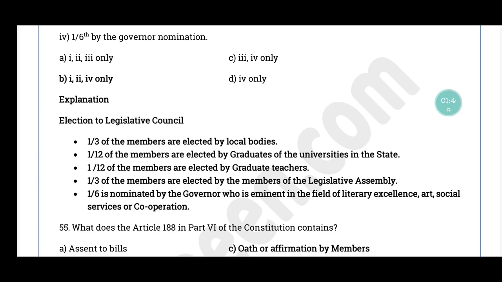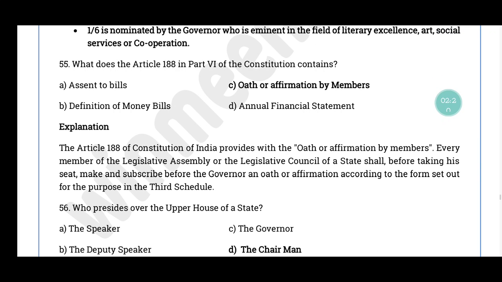Legislative Council க்கு நடக்கிற எலெக்ஷனில் 1/3 of members local bodies elect பண்ணப்படுவாங்க. 1/12 of members they will be elected by the graduates of the universities in state, and 1/12 members will be elected by graduate teachers. 1/3 of the members will be elected by the members of legislative assembly. இதில் 1/6 members they will be nominated by the governor who are eminent persons in the field of literary art, social service and cooperation.